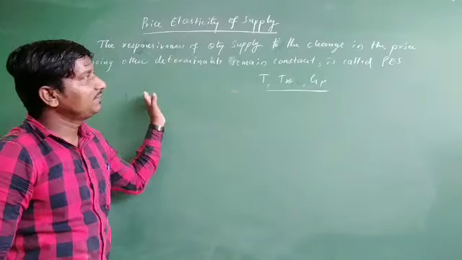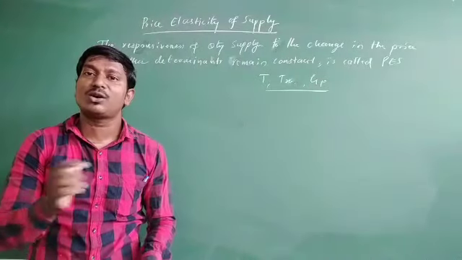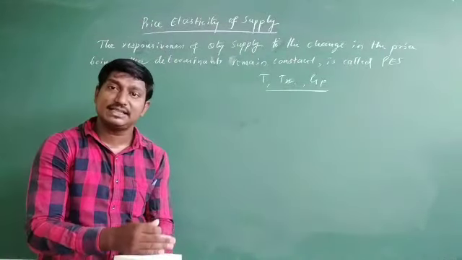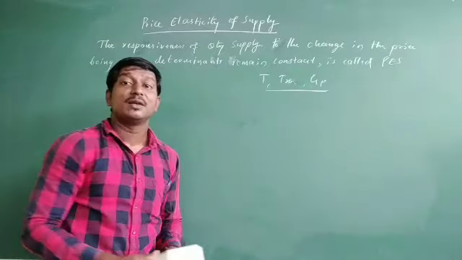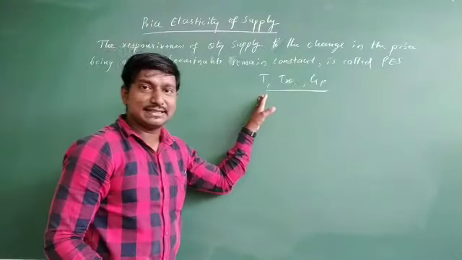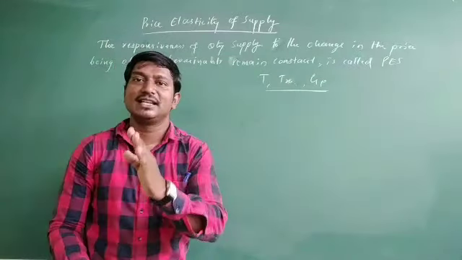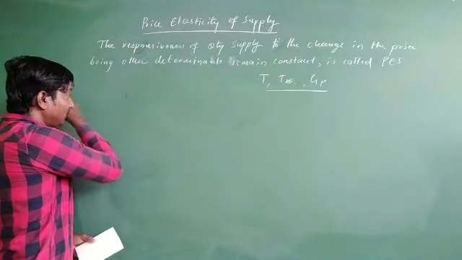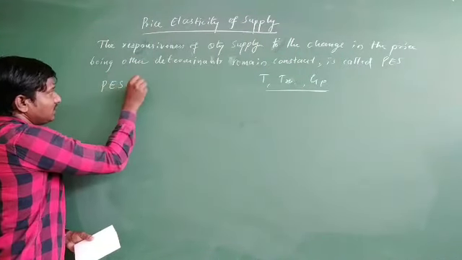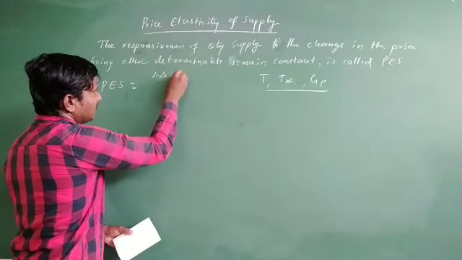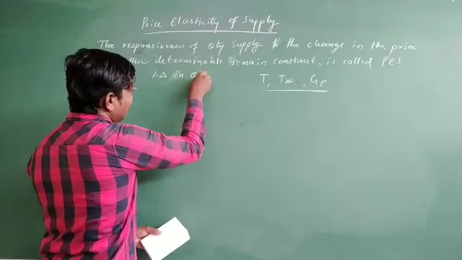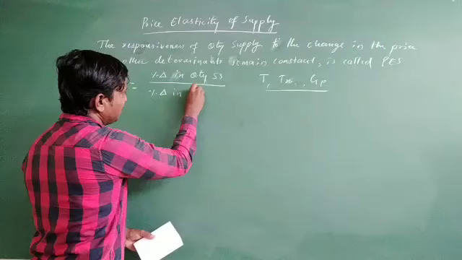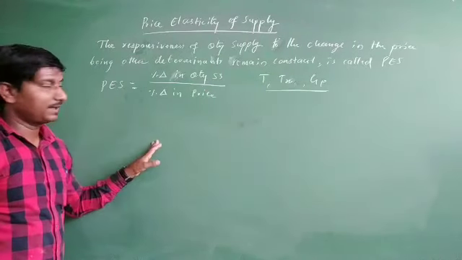So here what we are going to see is, if there is a change in the price, how it is going to change the quantity supply, and that is what we are going to call responsiveness. The responsiveness of the quantity supply to a change in its price, being other determinants remain constant, that is technology, tax, and government policies, then we are going to call that price elasticity of supply. Then how do we write the formula for price elasticity of supply? PES is equal to percentage change in quantity supply divided by percentage change in the price. This is the formula.